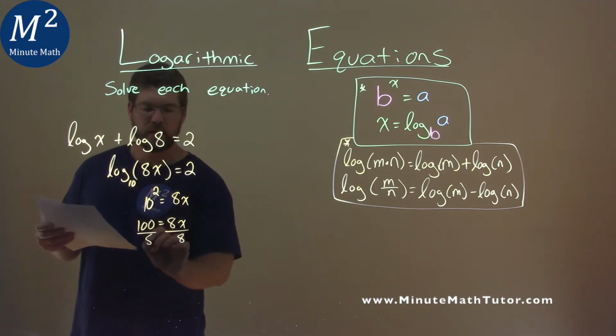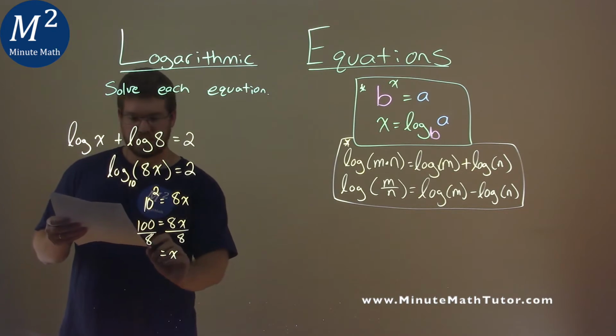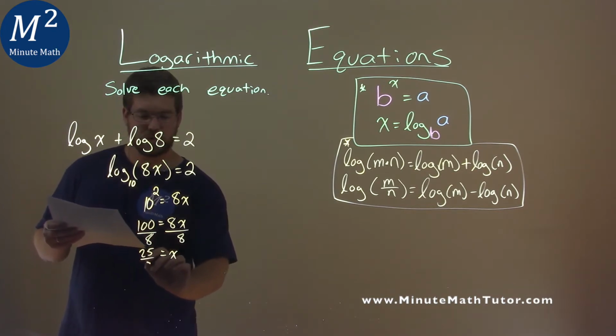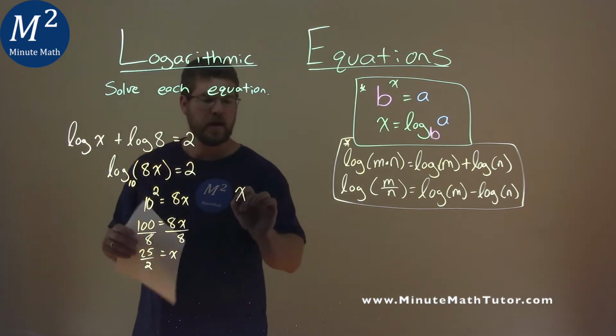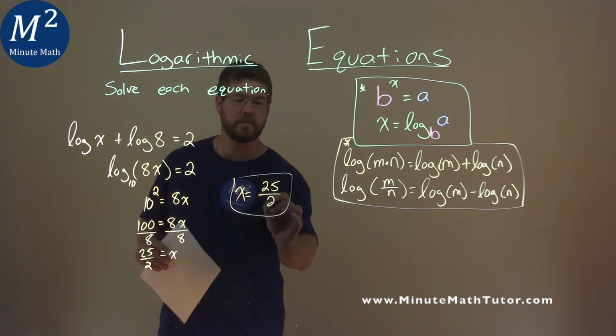Divide both sides by 8. 100 divided by 8 simplifies to be 25 over 2. Divide both of them by 4. And so x equals 25 over 2. And that is my final answer.